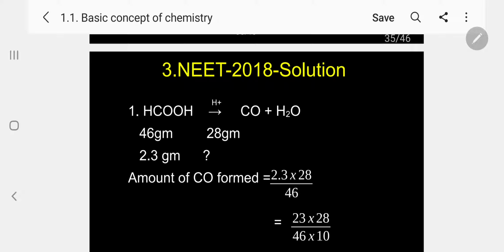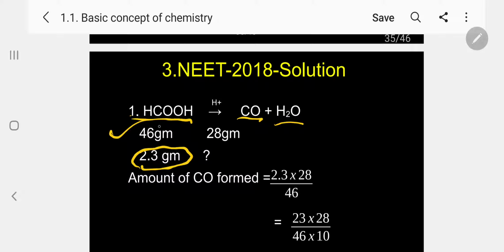So how to calculate? In the problem, it is already clearly given: 2.3 grams of formic acid is heated. Please follow. My dear student, this is the important point, please listen: whatever is asked should be written on the right hand side. We must know the mass of CO, so it should be written on the right side. From the stoichiometry, formic acid decomposition gives 1 mole of CO and 1 mole of H2O.